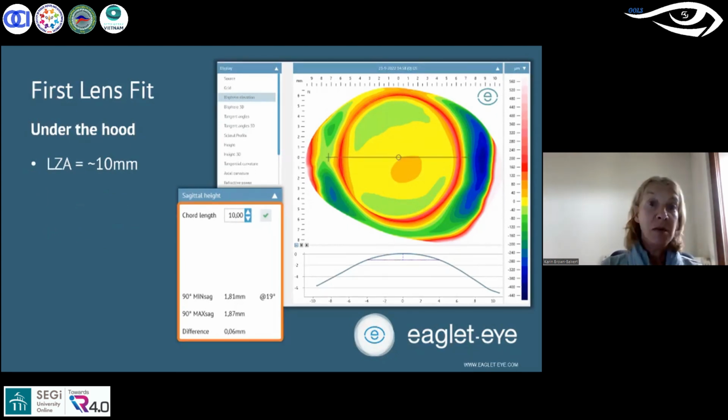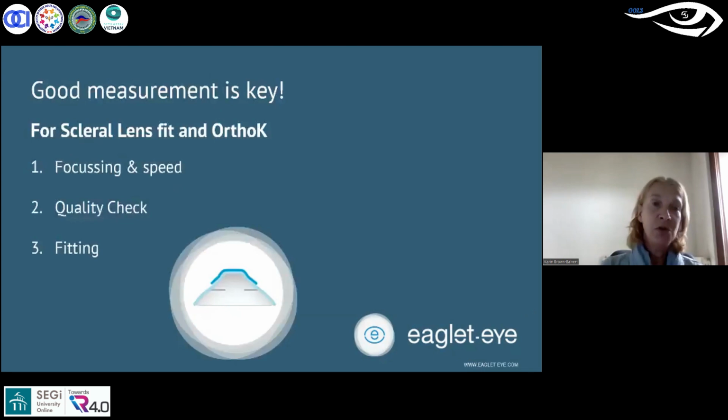And I know I've already mentioned it, but good measurement is key. So as Jason Jetlica says, garbage in, garbage out. So for scleral lens fitting and ortho-K, it's super important to get those measurements. So we're focusing on the focus and the speed. For ortho-K, speed is probably slightly more crucial than it is for scleral lenses. You've got your quality checks.